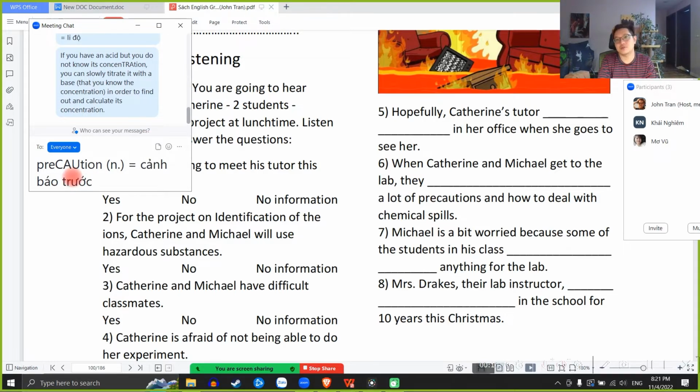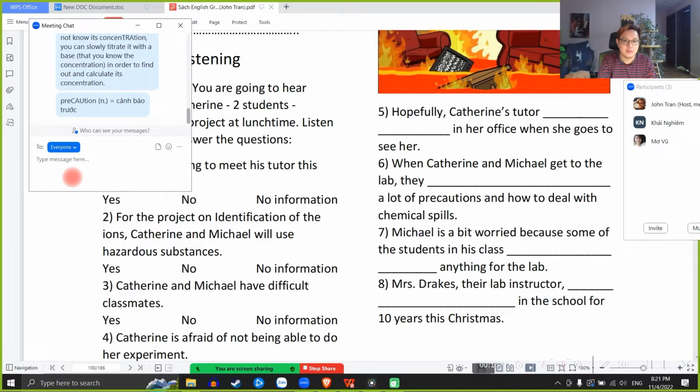They have to read a lot of precautions, for example. And how to deal with chemical spills.